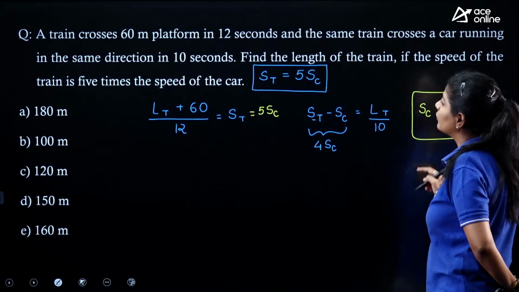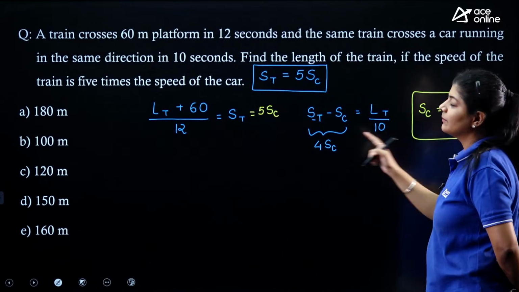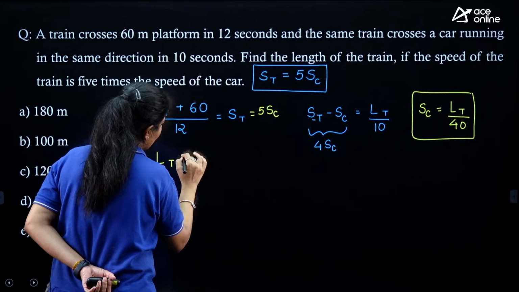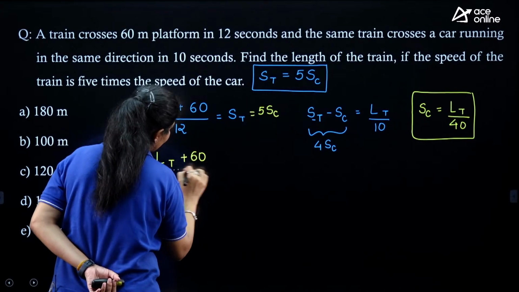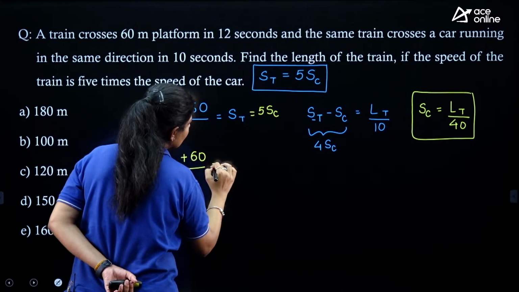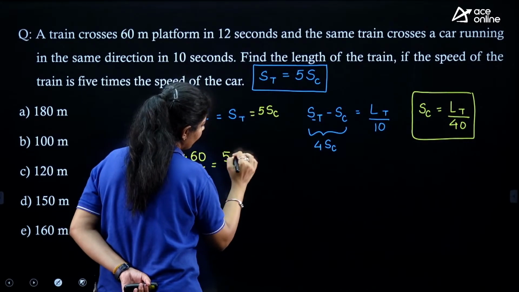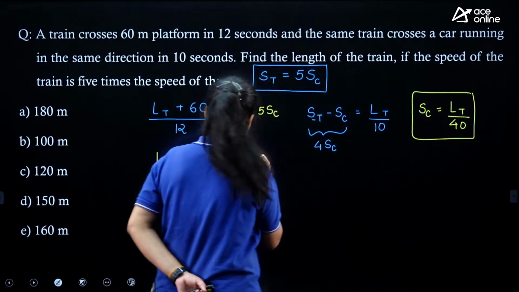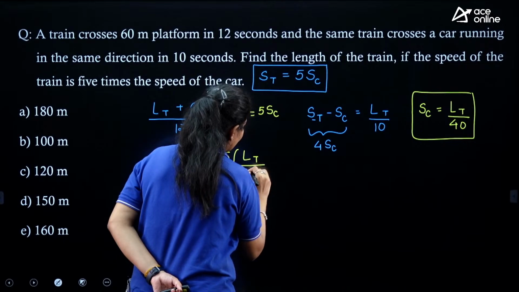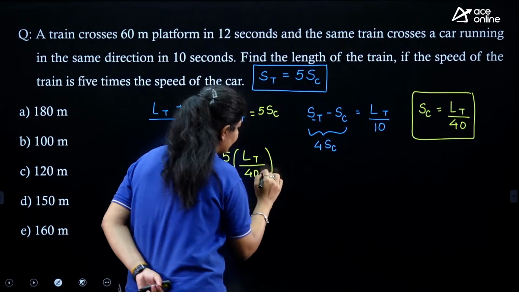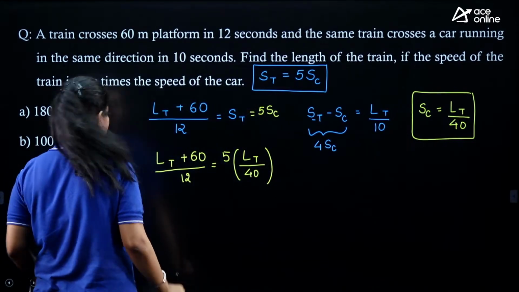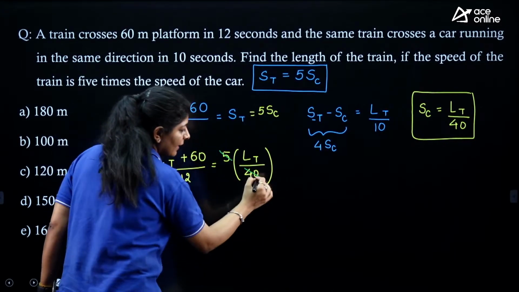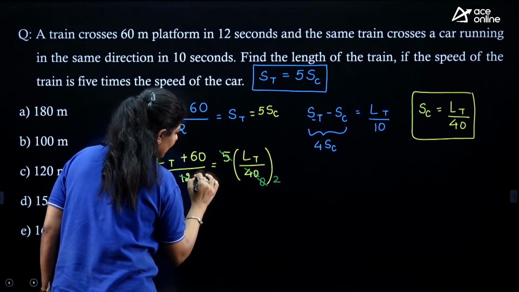Now I am going to use this particular term over here. So, the length of the train plus 60 divided by 12 is equal to 5. Now I am replacing the speed of the car with this relation, that is LT divided by 40, right? Now, can we reduce it more? Yes. Here we are getting 8, here we are getting 2, and here I am getting 3.